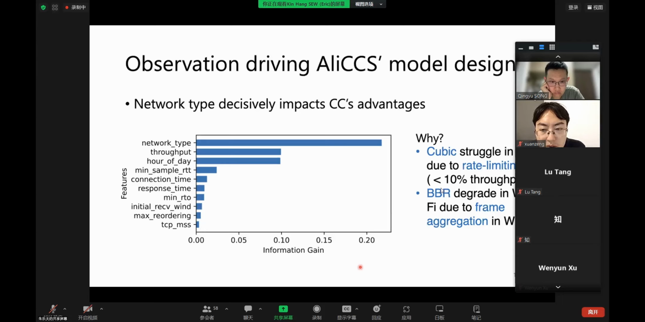First, there are some observations driving the RDCCS model design. The author has performed a feature analysis to identify the top 10 features on the CDN with the highest information gain for predicting the best CC candidates. From the results, the network type decisively impacts CC's advantages. Why is it? It is because the Cubic CC algorithm struggles in 4G due to rate limiting, and another algorithm, BBR, degrades in Wi-Fi due to frame aggregation in Wi-Fi. Therefore, the network type, 4G or Wi-Fi, will affect the performance of CC algorithms.